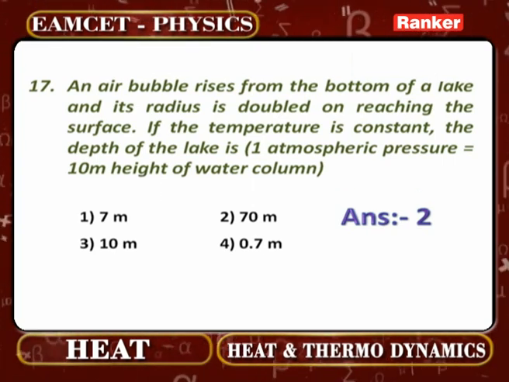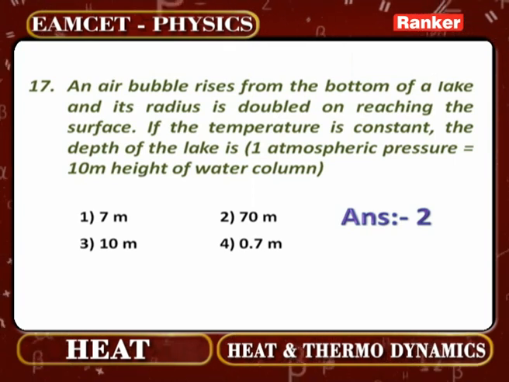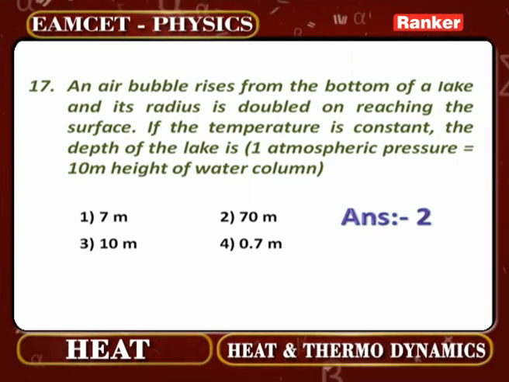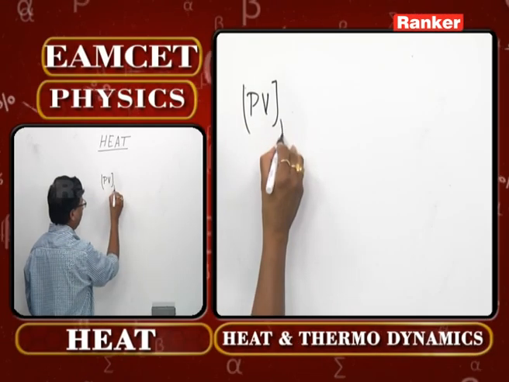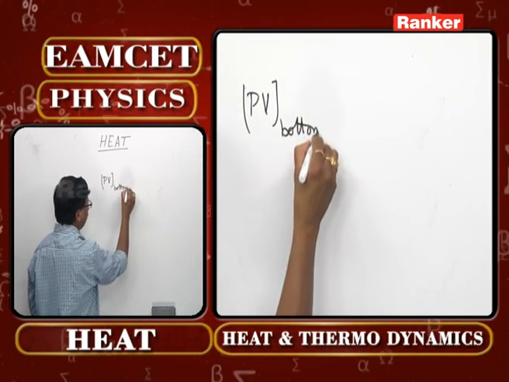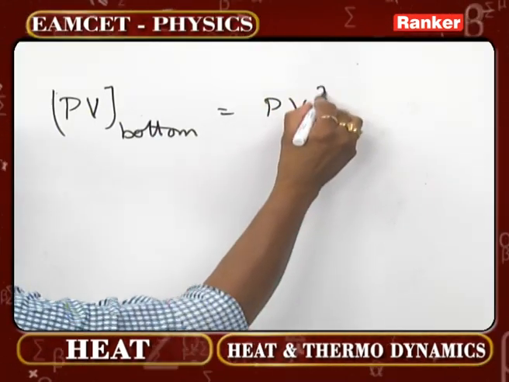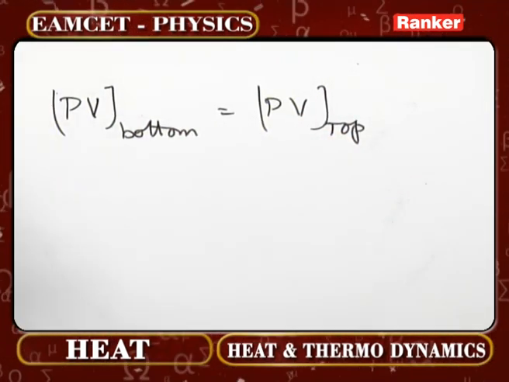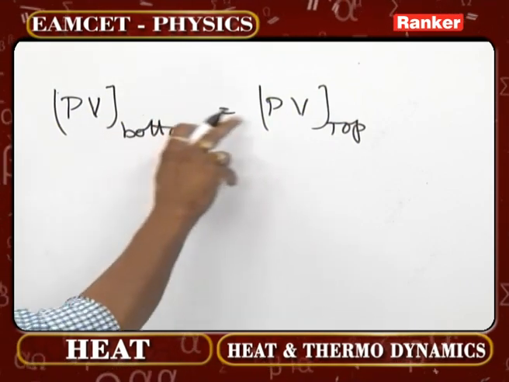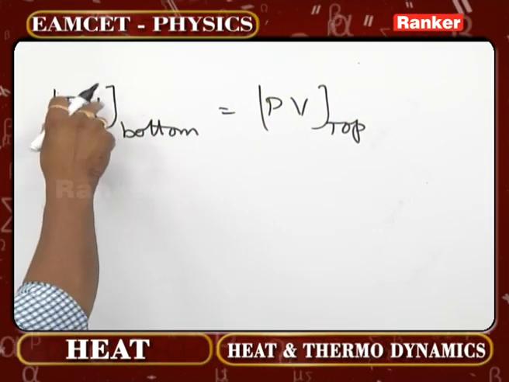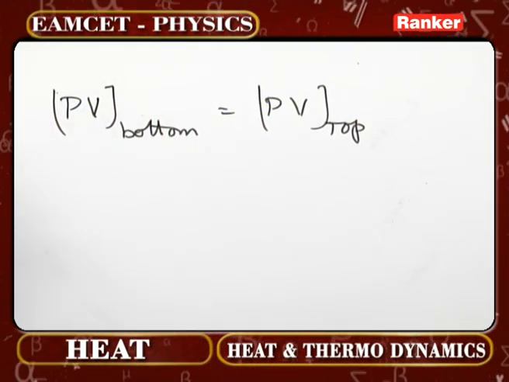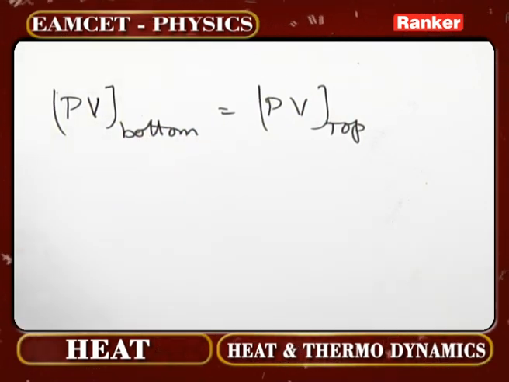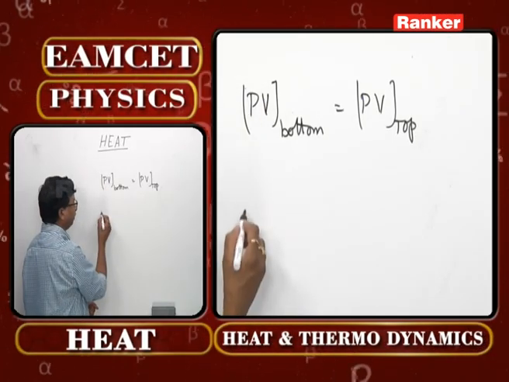One should understand when the air bubble is coming from bottom to the top of the lake, PV at the bottom of the lake must be equal to PV at the top of the lake. That means according to Boyle's law, when temperature remains constant, P1 V1 must be equal to P2 V2, or PV at the bottom of the lake must be equal to PV at the top of the lake. What is the pressure at the bottom of the lake, please?